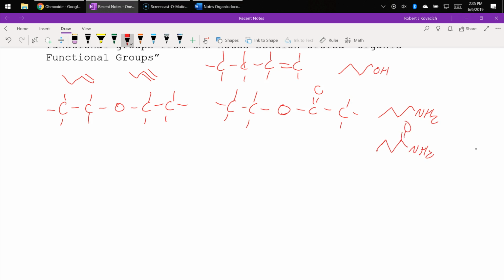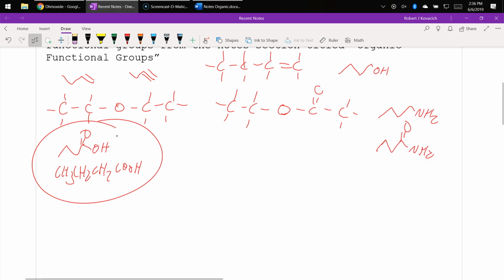There's the amide. So the amide needs to have a doubly bonded oxygen on the carbon that the nitrogen is attached to, and the other nitrogen group can't. Let's see. We could do 2, 3, 4. Or we could do something like CH3, CH2, CH2, COOH. Those would be the same thing. So that's a carboxylic acid.